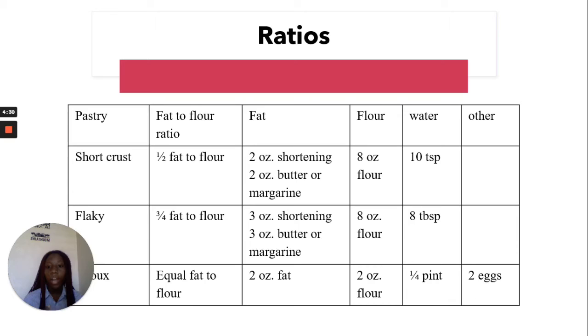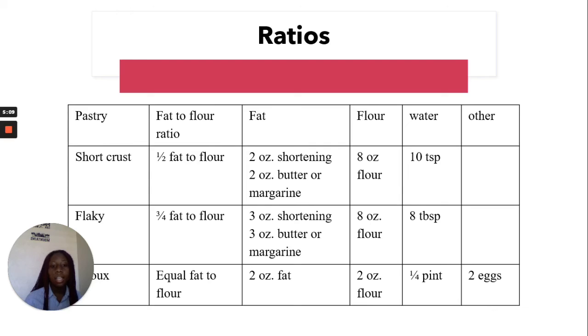So we see here that we have 2 ounces of shortening or 2 ounces of butter and 8 ounces of flour. Okay, so moving right along, then we have the flaky pastry, and this uses 3/4 cups of fat to flour, which means that for every cup of flour we would use 3/4 cups of fat. All right, in other words, you can use 3 ounces of shortening or 3 ounces of butter or margarine along with 8 ounces of flour, and then we have 8 tablespoons of water.